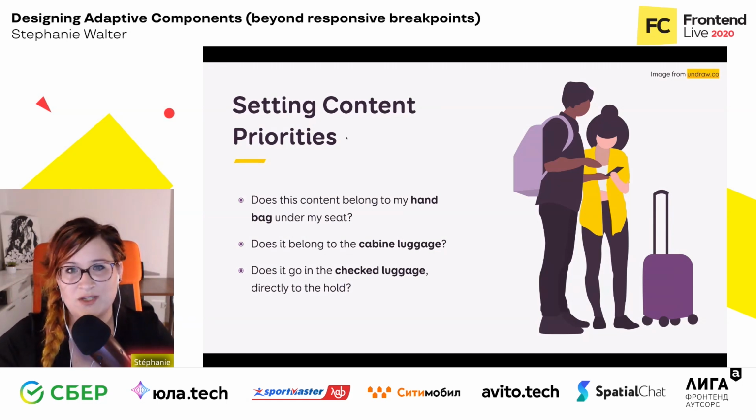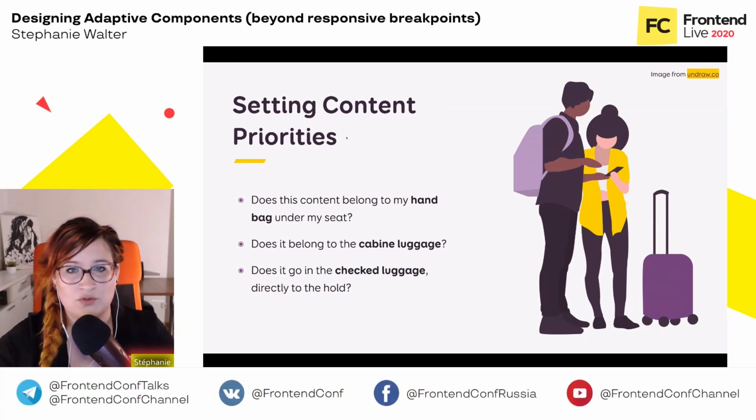So usually your hand luggage is your top priority content, anything that is super important for your users, anything that is super important for your trip: your smartphone, your wallet, your boarding pass, maybe a book, an iPad, a bottle of water, something. Then you have cabin luggage. Cabin luggage would be kind of secondary content.